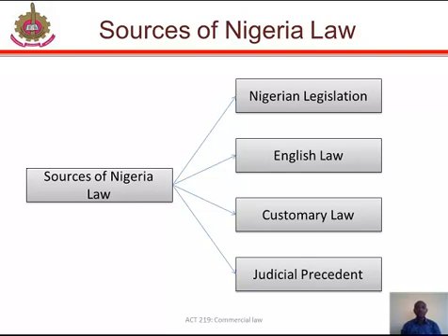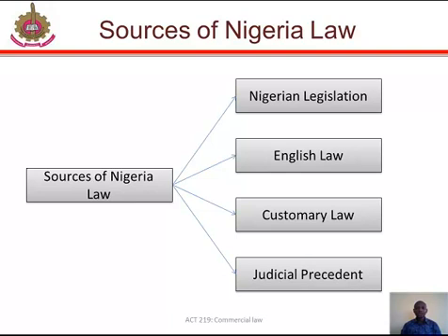Another source of Nigerian law is English law. These are laws received from the English people. It comprises common law, the doctrine of equity, statutes of general application which were in force in England as at 1st January 1900, and all the English laws made before 1st October 1960.